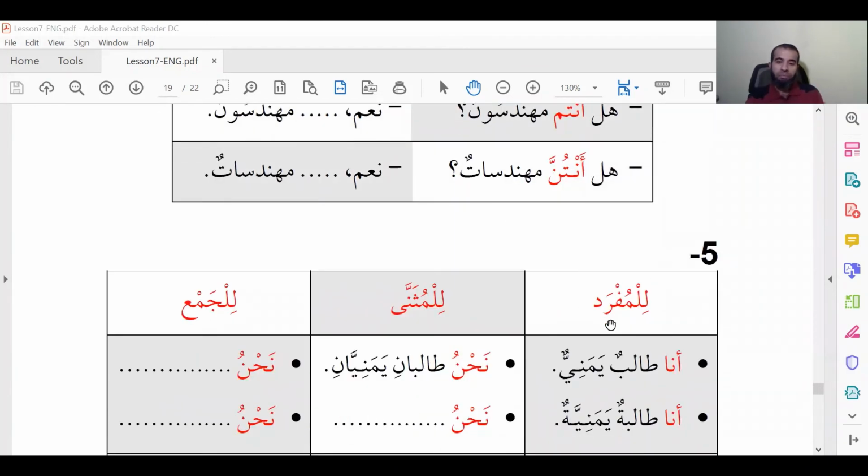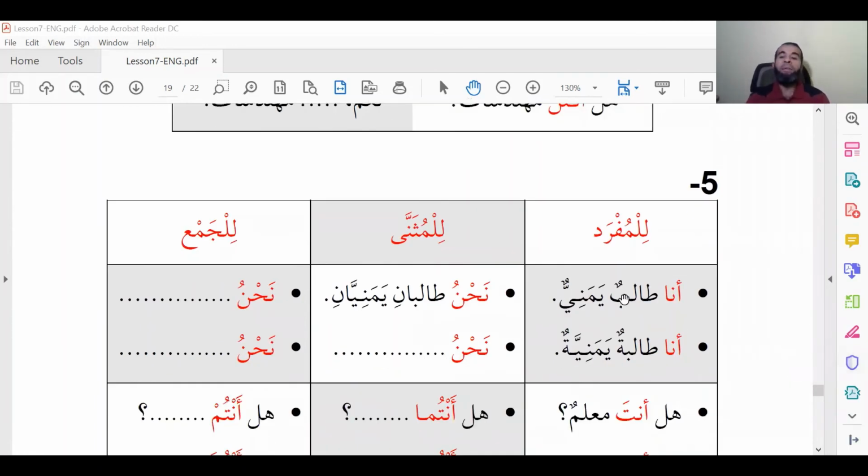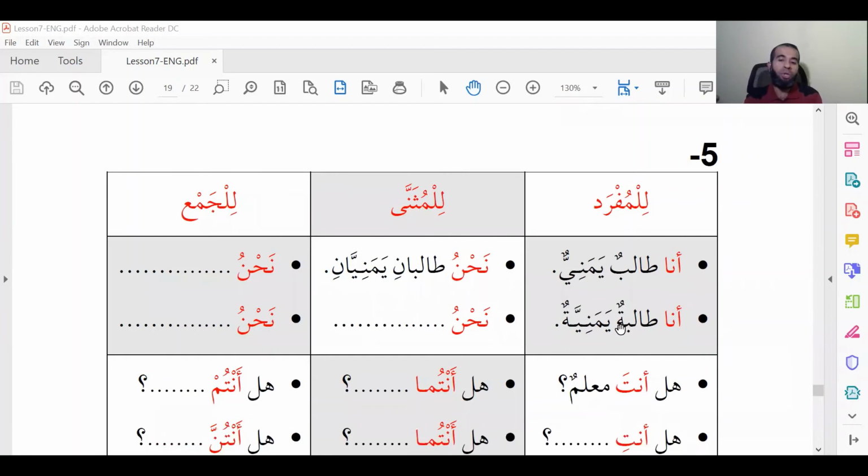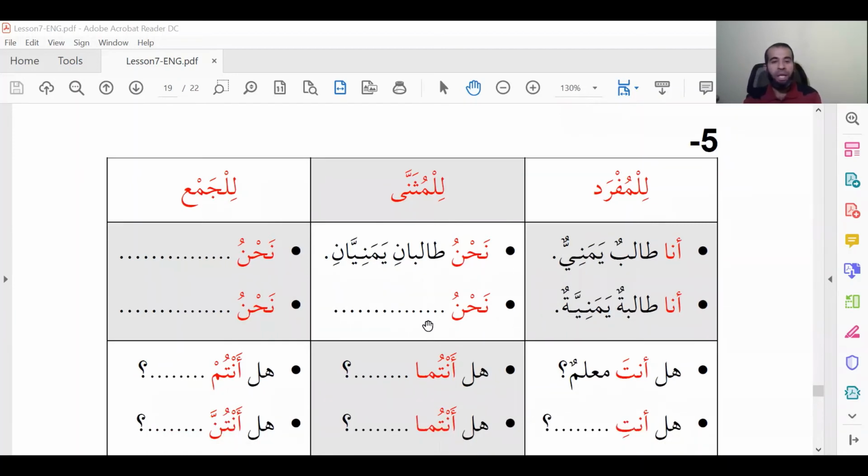5 للمفرد، للمثنى، للجمع. أنا طالب يمني I am a Yemeni student. نحن طالبان يمنيان and for plural نحن طلاب يمنيون واو ونون. For feminine أنا طالبة يمنية. نحن طالبتان يمنيتان and for plural نحن طالبات يمنيات.